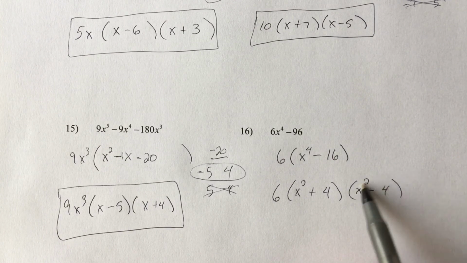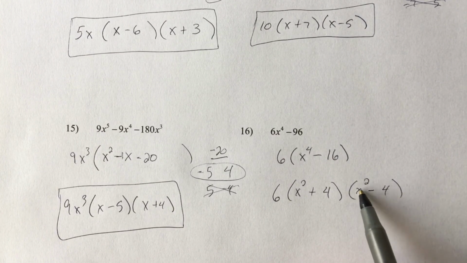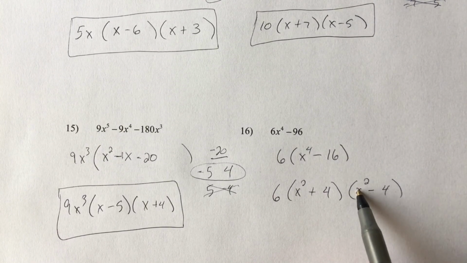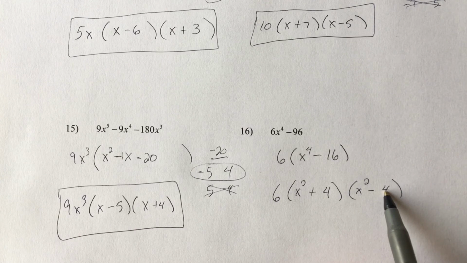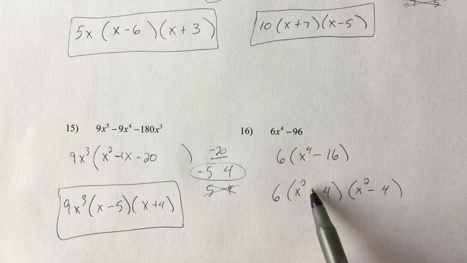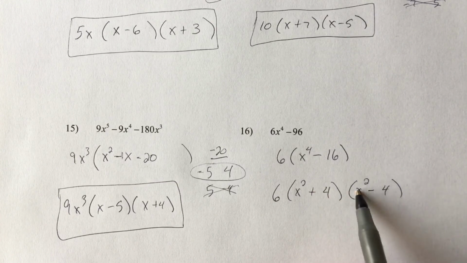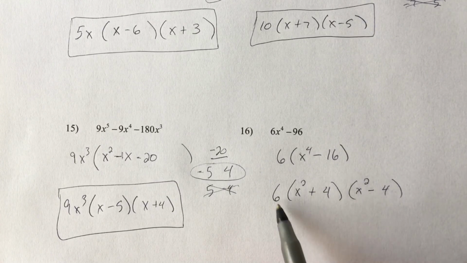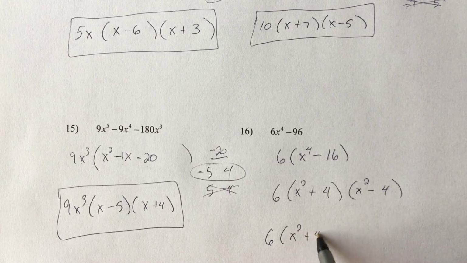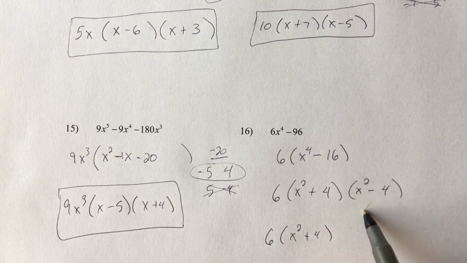Now, what you're going to notice, though, is over here, I've got two terms that are subtracting, and I do know what times itself equals x squared, and I do know what times itself equals 4. So I can go further right here. I can't on this one. This one is adding. Remember, it's got to be two terms subtracting. So this 6 is still there. This x squared plus 4 is still there. But I can break this one down.